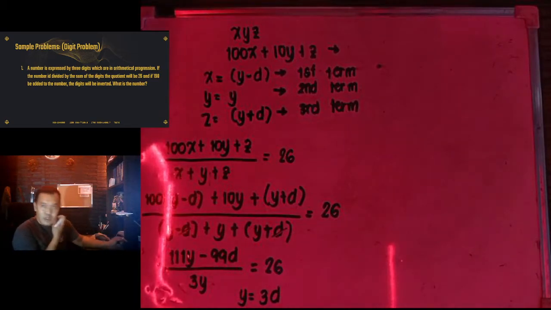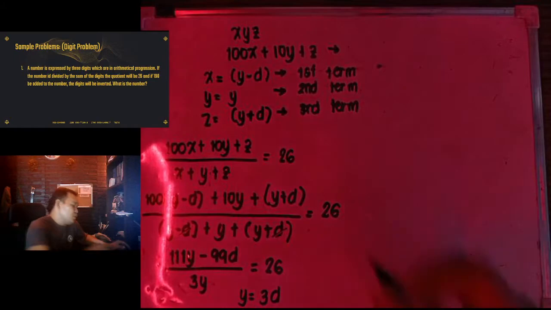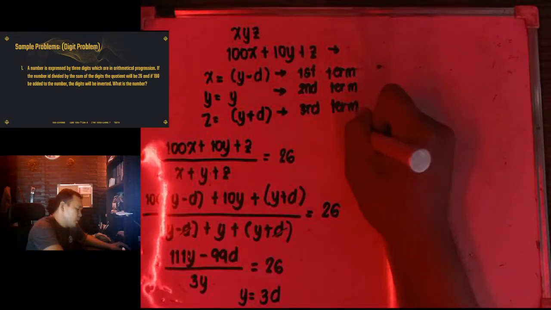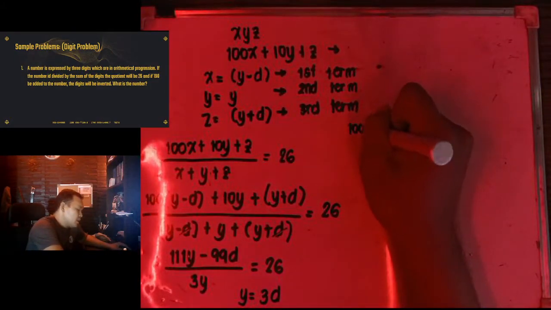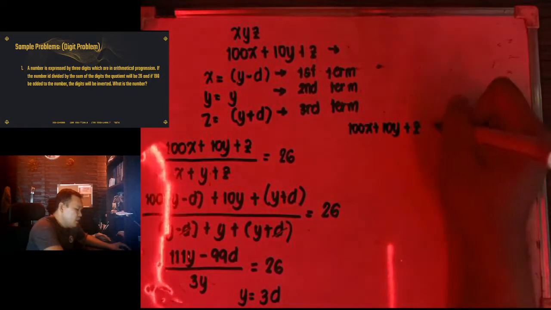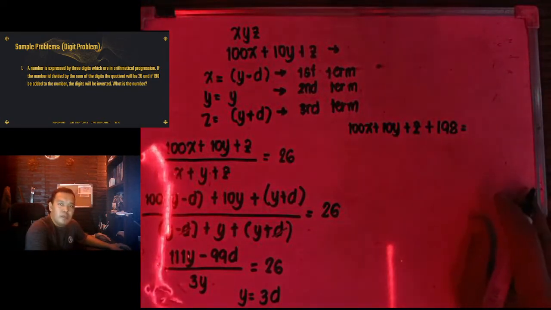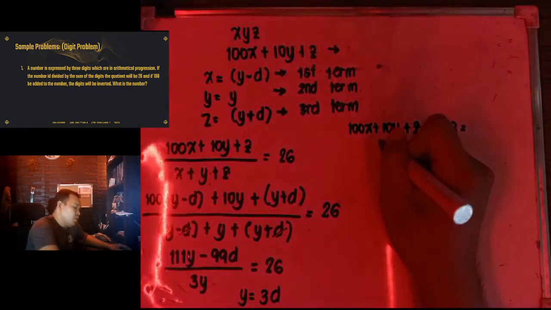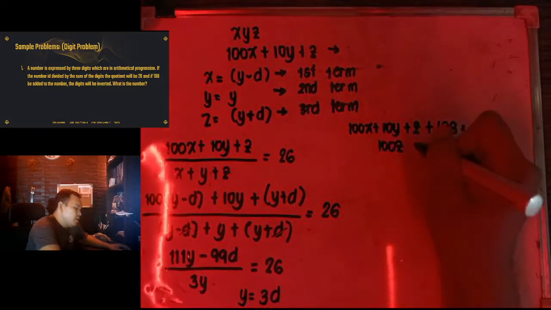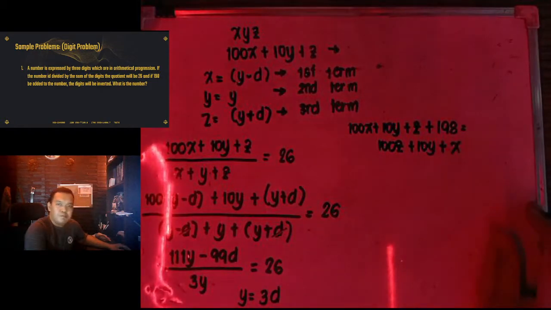Then for the next statement, if 198 is added to the number, the digits will be inverted. So our number 100x plus 10y plus z, added by 198, will be reversed. So it becomes 100z plus 10y plus x.